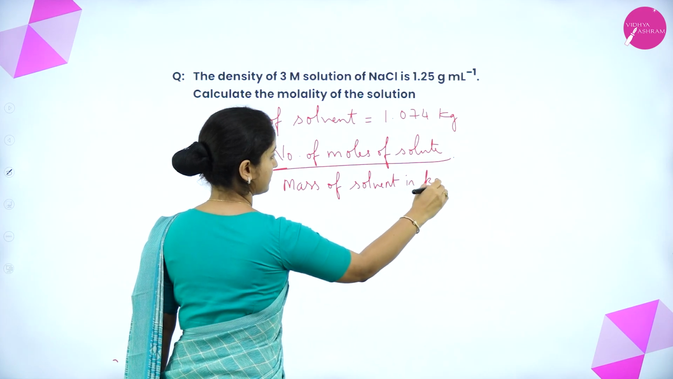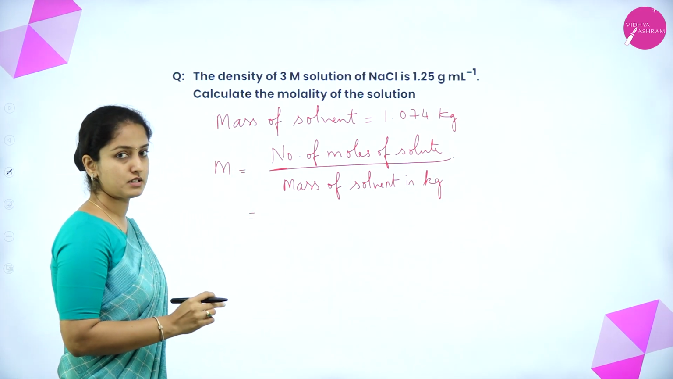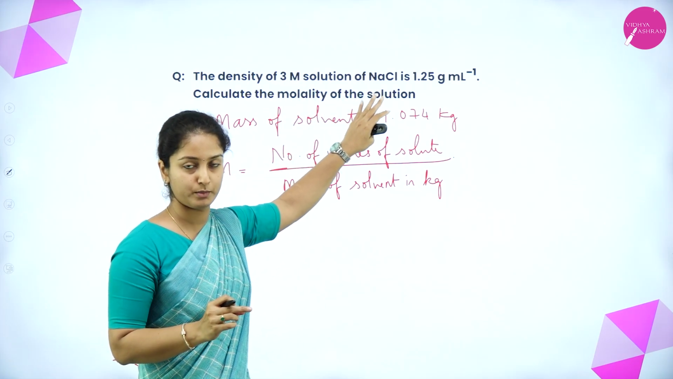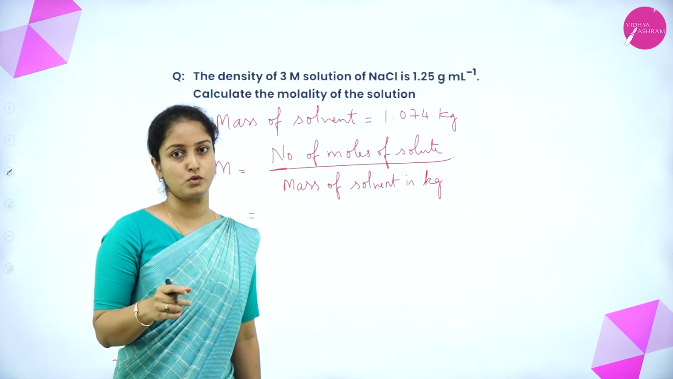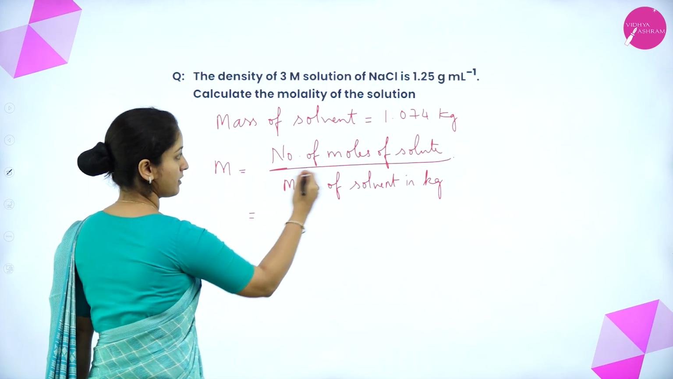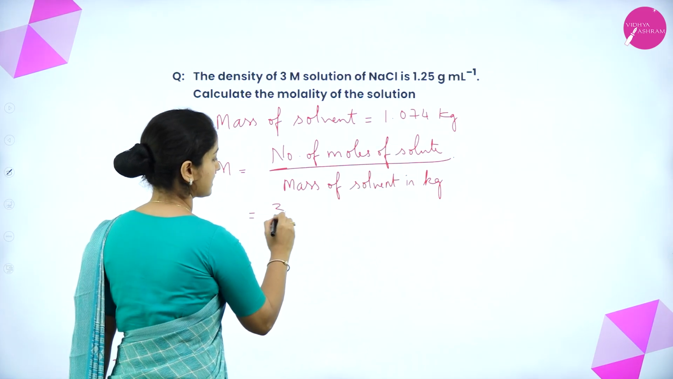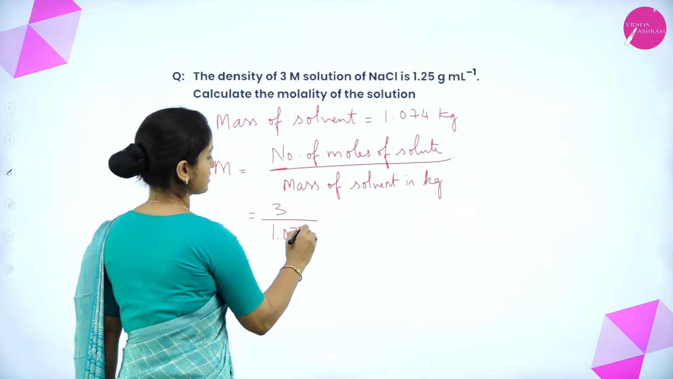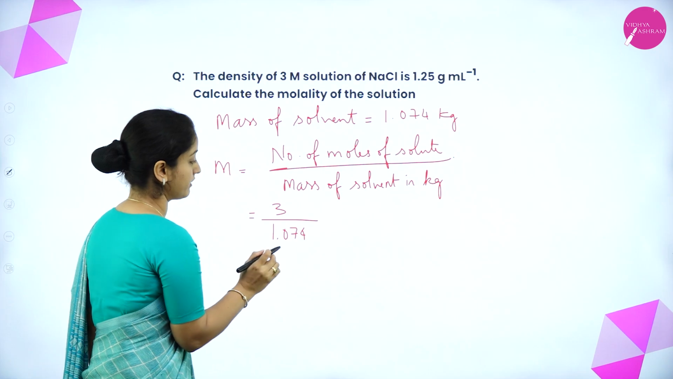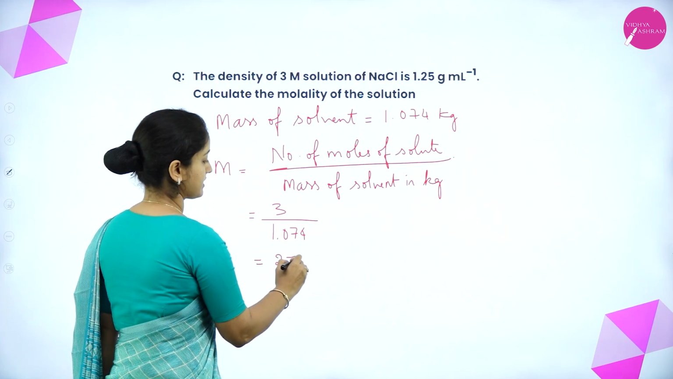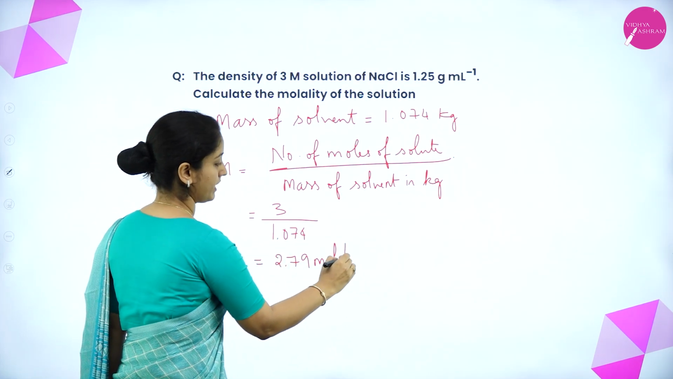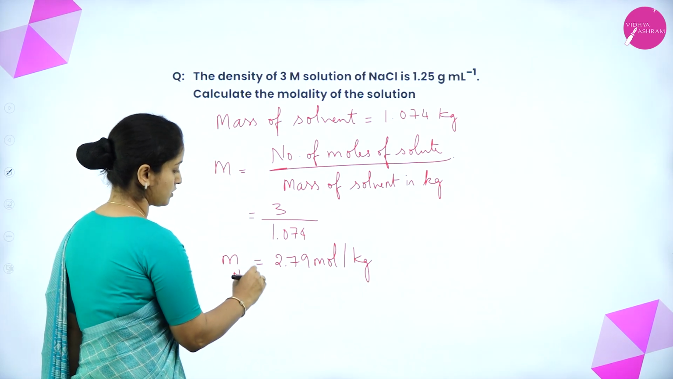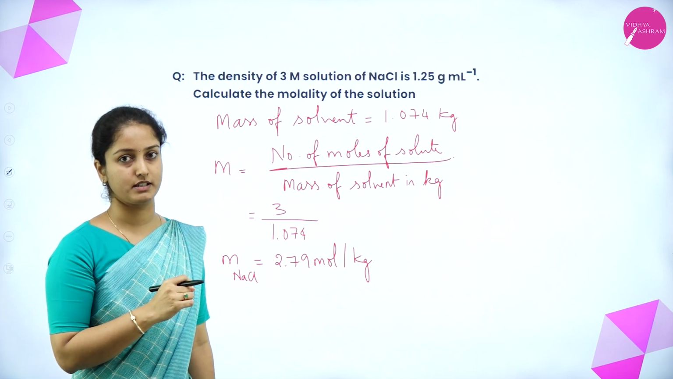in kg. So, number of moles, how do you find out? It's understood 3 molar of sodium chloride is nothing but 3 moles of sodium chloride. So, the number of moles of sodium chloride is 3 divided by mass of solvent is 1.074 kg. Upon dividing, we get 2.79 mole per kg. So, this is molality of sodium chloride in a given solution.